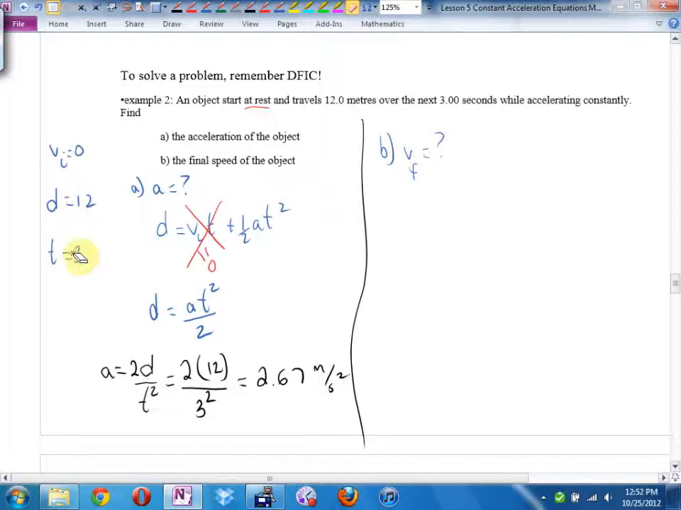VI, D, and T. It can have A if I need to, but I would prefer not to use A because if I use one that has an acceleration in it, if I got A wrong, what does that guarantee about B? I'm going to get it wrong. If I have to, I will, and there will be some times when you have no choice. But I think there is an equation that has D, VI, VF, and T in it, and no A. Which one?